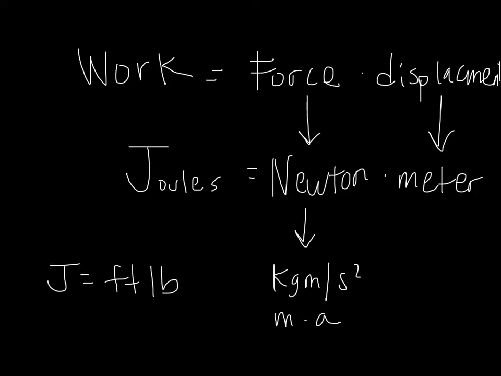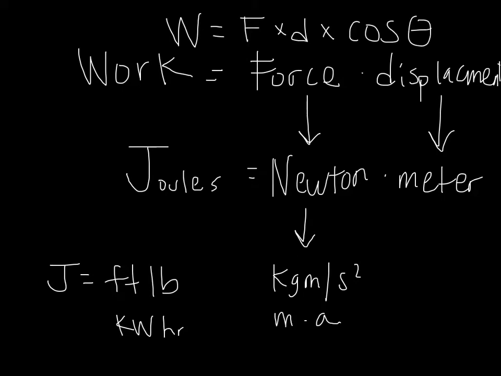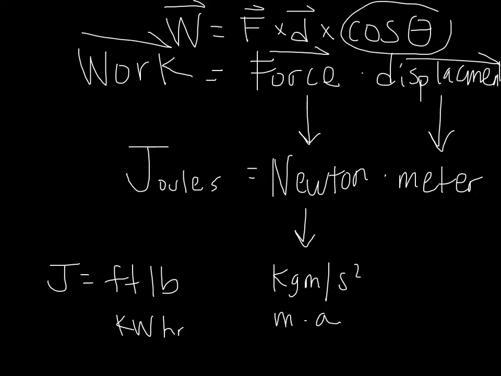foot-pounds. You might have heard that term before, or kilowatt-hour. So to simplify this equation, a lot of times we'll write work equals force times distance times the angle between those two vectors. Remember, both force and displacement are vectors, therefore work is a vector. So we have work is equal to the force vector multiplied by the displacement vector, and then multiplied by the cosine of the angle in between them.